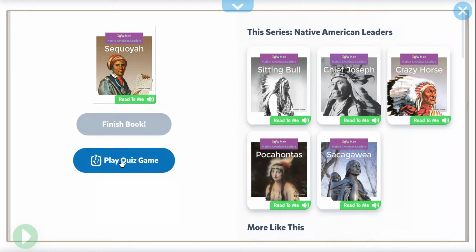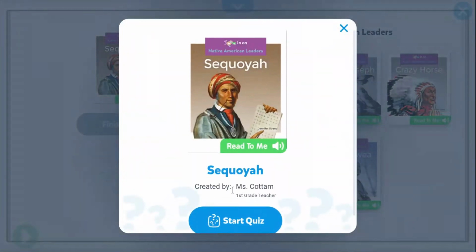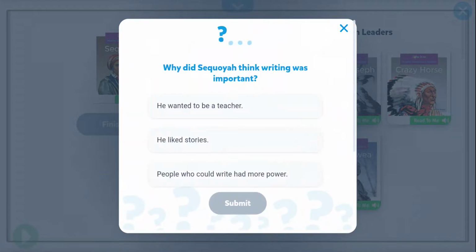Let's play the quiz. Why did Sequoyah think writing was important? He wanted to be a teacher, he liked stories, or he thought people who could write had more power. Which one would you choose?